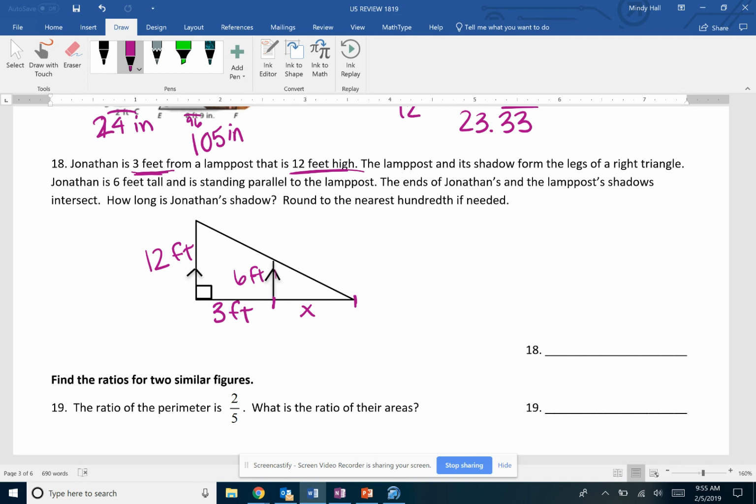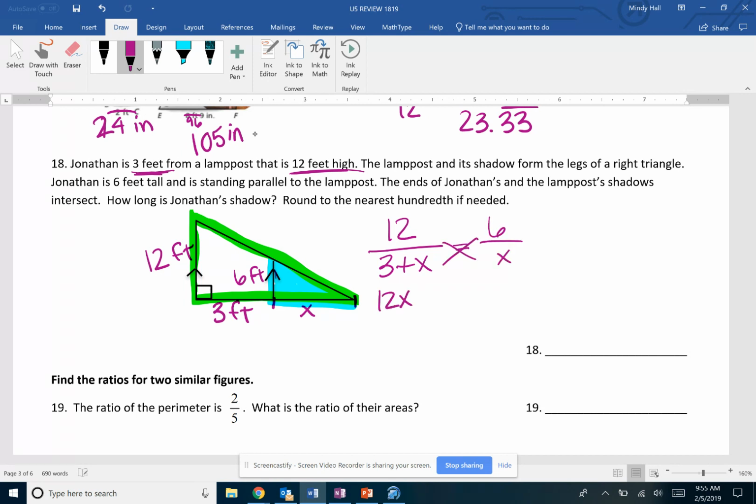Okay, so to do that, we're going to set up a proportion from our big triangle to our little triangle. So remember, the big triangle is this right here. And then our little triangle is right in here. Okay, right there. So setting the proportion, looking at the big one, we'd have 12 over 3 plus x. Again, we need the full side of that big triangle. And that equals 6 over just x.